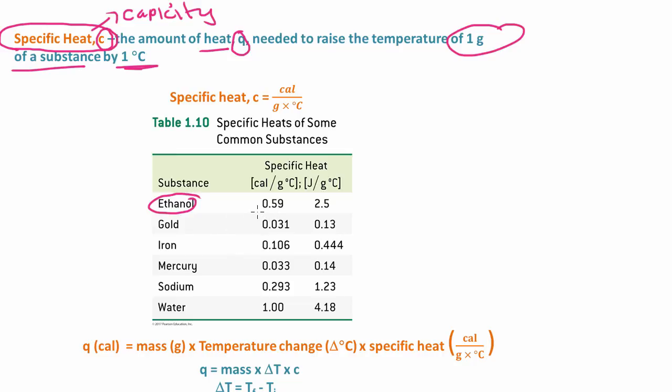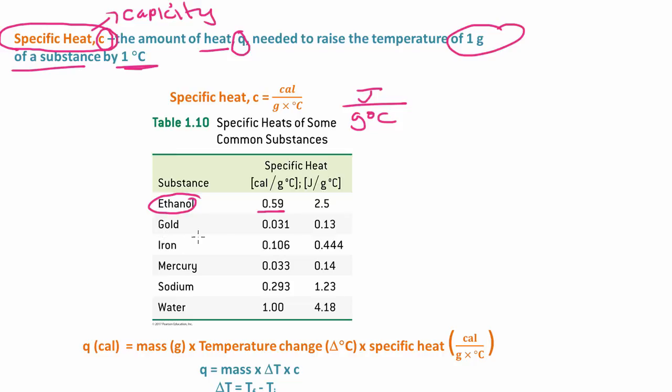And here we see it has a specific heat of 0.59. By the way, the units of specific heat are calories per gram degree Celsius. Other units for specific heat are joules per gram per degree Celsius. You can have it either way, in joules or in calories. Here we have 0.59 for ethanol. What that means is that it is going to take 0.59 calories to raise the temperature of 1 gram of ethanol by 1 degree Celsius.